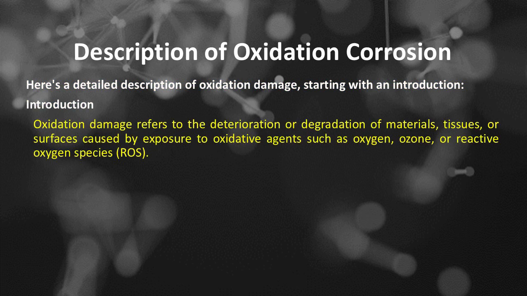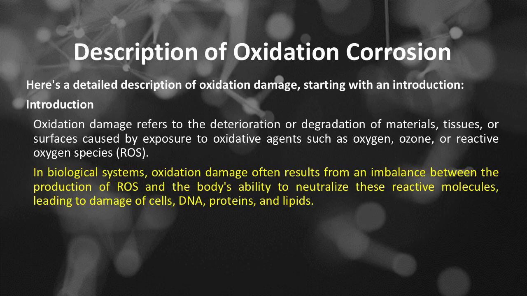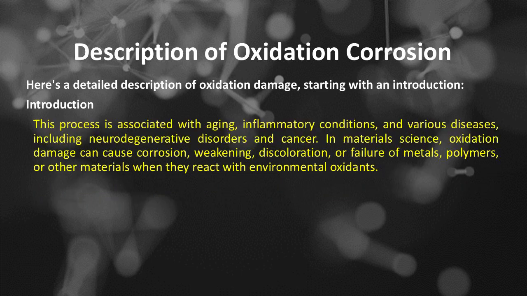Introduction. Oxidation damage refers to the deterioration or degradation of materials, tissues, or surfaces caused by exposure to oxidative agents such as oxygen, ozone, or reactive oxygen species, or ROS. In biological systems, oxidation damage often results from an imbalance between the production of ROS and the body's ability to neutralize these reactive molecules, leading to damage of cells, DNA, proteins, and lipids. This process is associated with aging, inflammatory conditions, and various diseases, including neurodegenerative disorders and cancer.